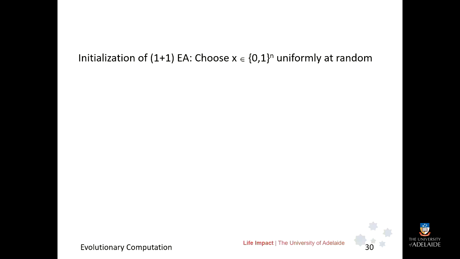How many 1s and how many 0s? Roughly. Expected. And what is the probability of seeing 75% of 1s?